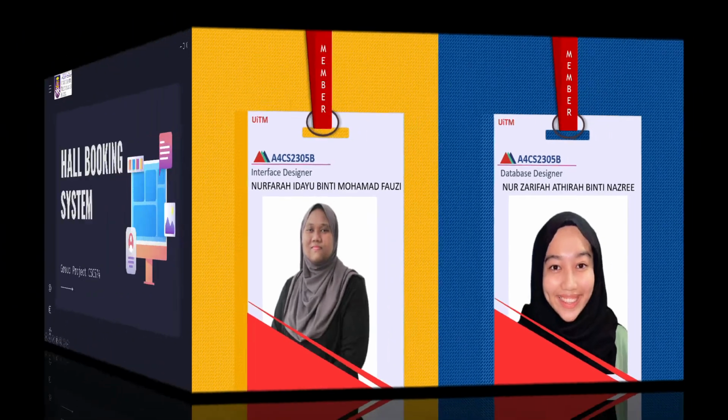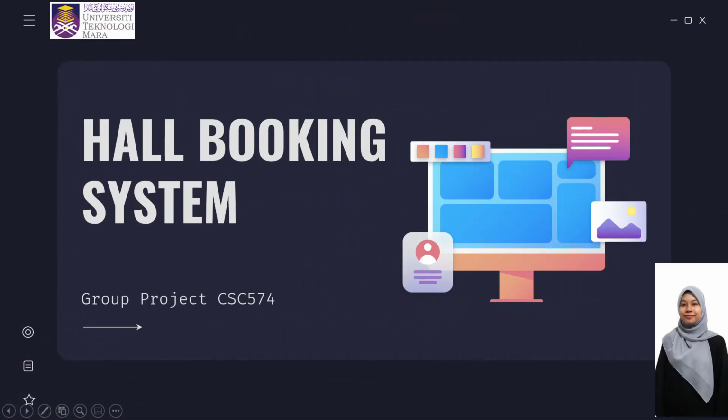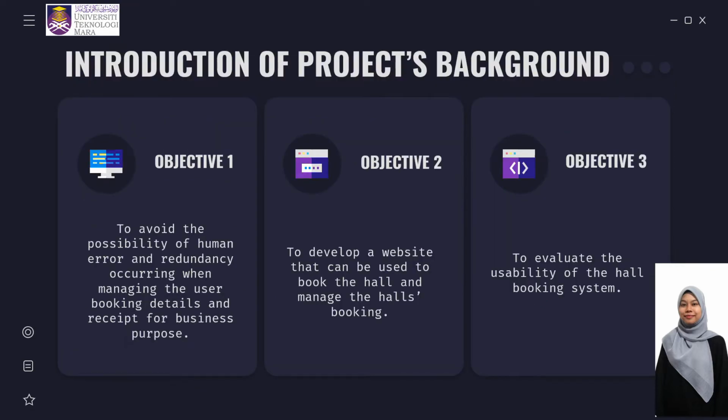HALL booking system, group project for subject CSC574 and the group CSC2305B. Introductions of the project's background. So this group have developed a system called the HALL booking system, which allows users to book a HALL for an event through an online system. The objective of this system is to facilitate users in the process of booking the HALL.